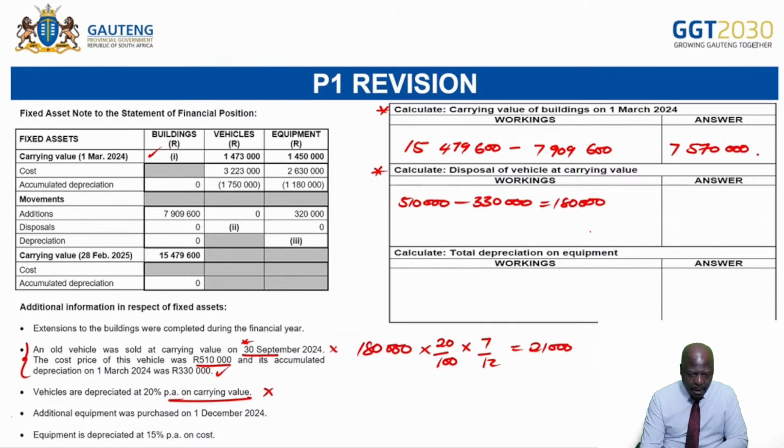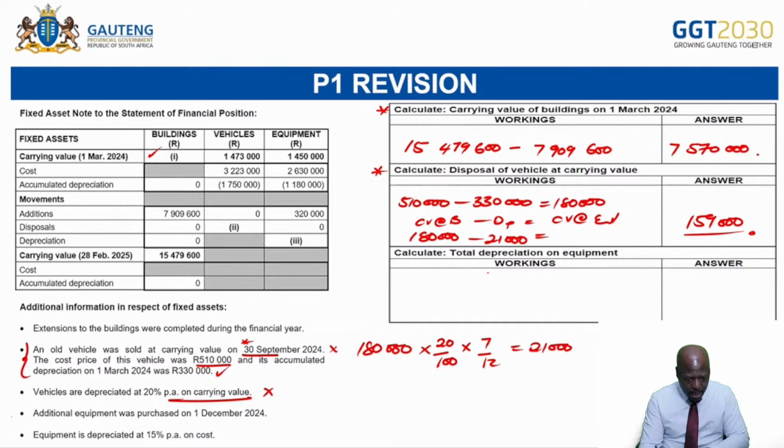Then I'll come and say my 180,000, which is my carrying value, minus the depreciation. Remember, carrying value at the beginning minus depreciation is equal to carrying value at the end. So my carrying value at the beginning was 180,000 minus my depreciation of 21,000. It will give me my carrying value at the end, which is 159,000 rands, like that.